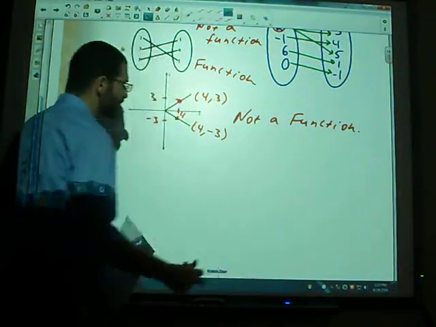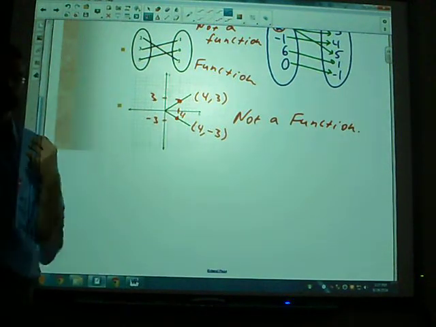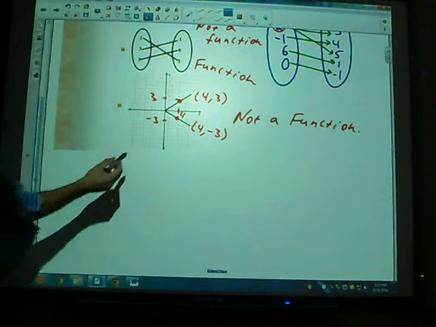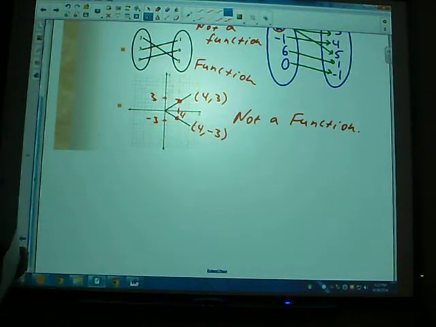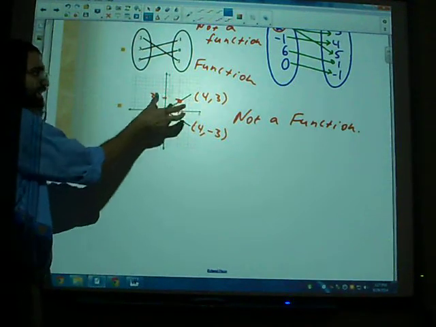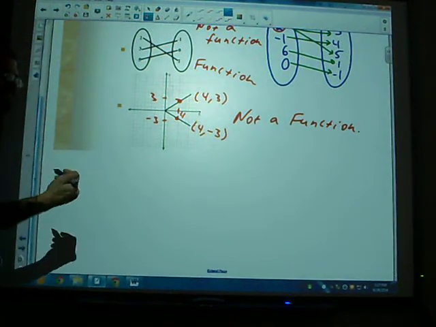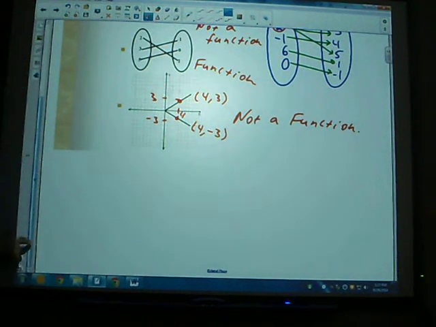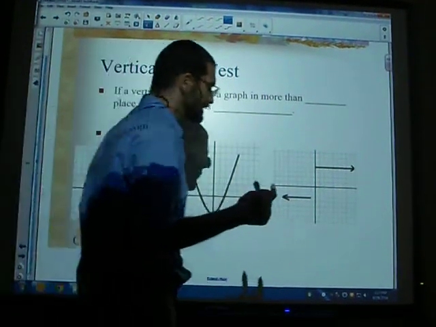However, it's kind of complicated to do it every single time, to find the points and decide whether it's a function or not. And you might notice that these 2 points are lying right on top of each other. So there's actually a test that will allow us to identify whether the drawn graph is a function or not. And that test is called a vertical line test. So the vertical line test says the following.